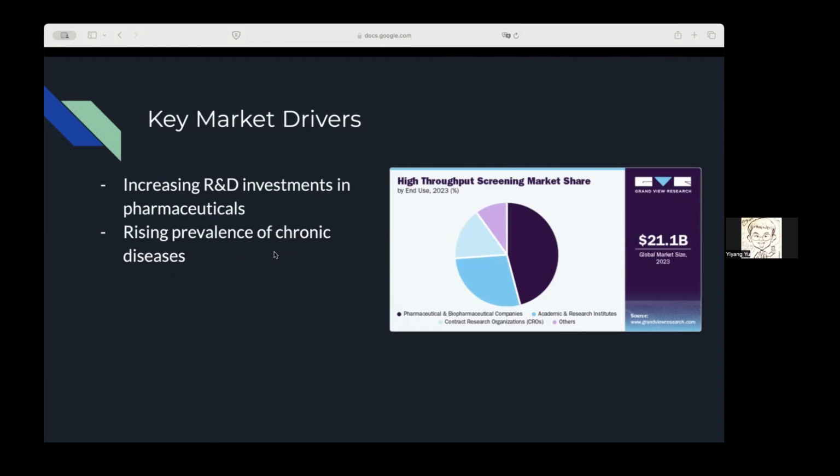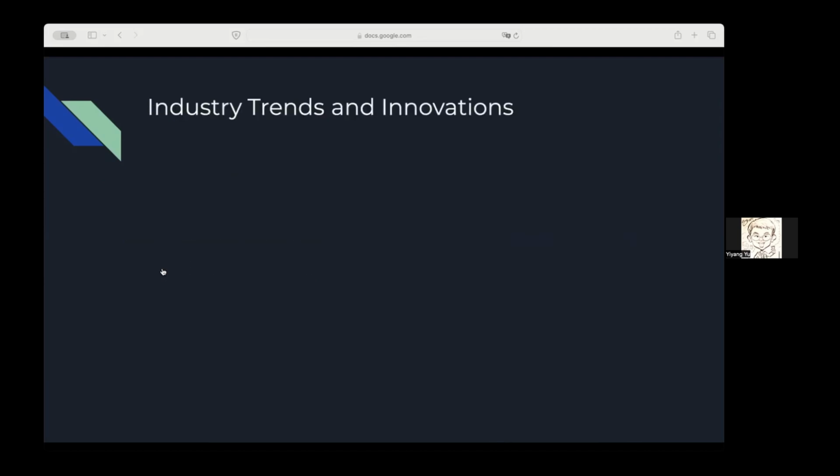Next one would be the rising prevalence of chronic diseases. With non-communicable diseases causing 74% of global deaths annually, there's an urgent need for new innovative treatments. And then HTS plays a crucial role in accelerating this drug discovery process to address these health challenges. And then lastly, technological advancements are revolutionizing this field, and the integration of AI and machine learning with HTS is enhancing the efficiency and accuracy in drug screening.